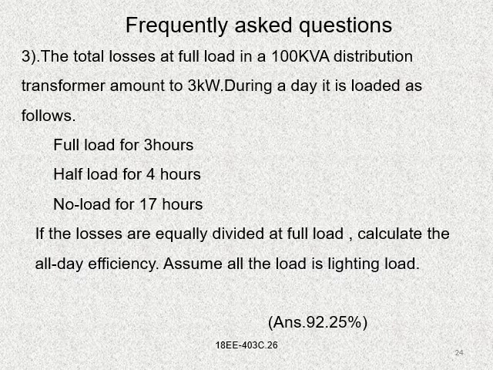See the question: the total losses at full load in a 100 kVA distribution transformer is 3 kW, and during a day it is loaded as follows: full load for 3 hours, half load for 4 hours, no load for 17 hours. If the losses are equally divided at full load, calculate the all day efficiency assuming all the load is lighting load.